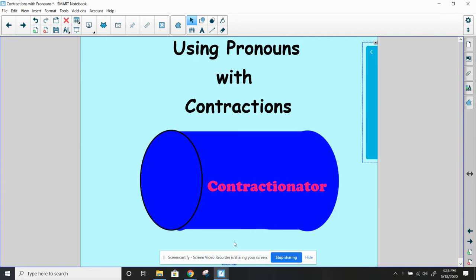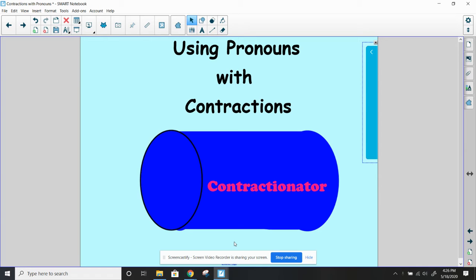Okay, one of our last couple lessons that we have to go is actually a pretty easy one of using pronouns with contractions. Most of these we've done before. We have talked about contractions with not in the past, and you've been using contractions for a long time. Here we're specifically talking about pronouns and contractions.